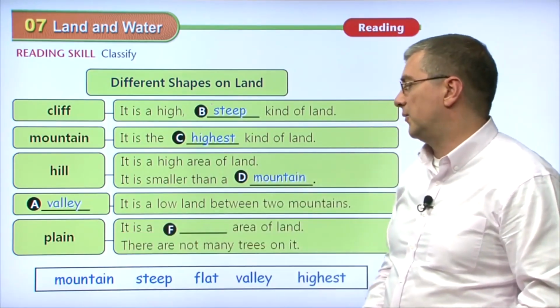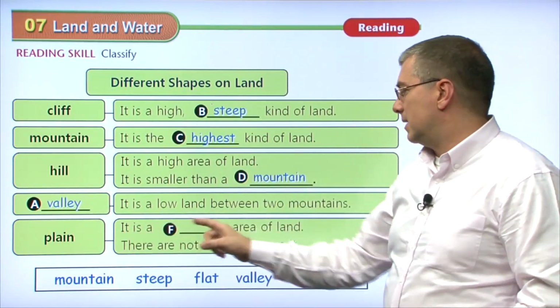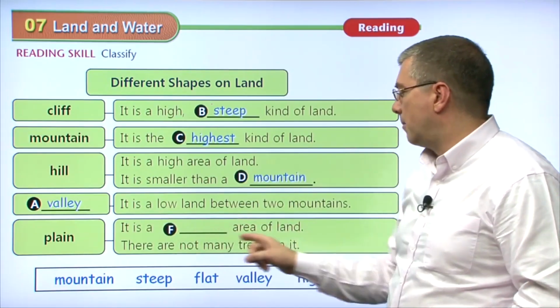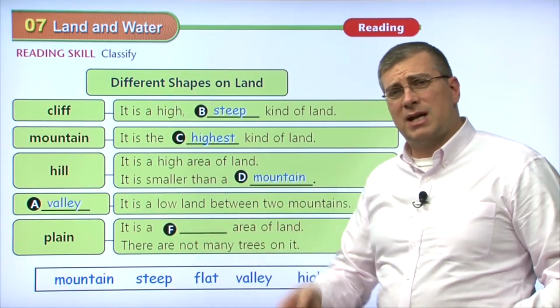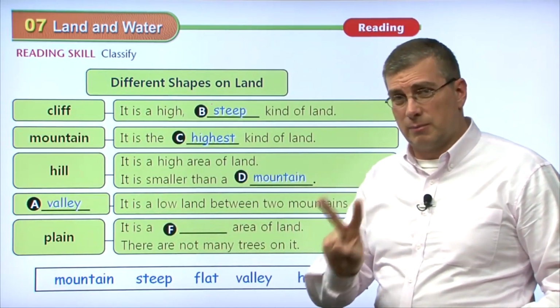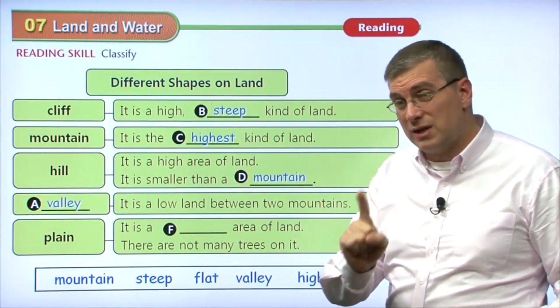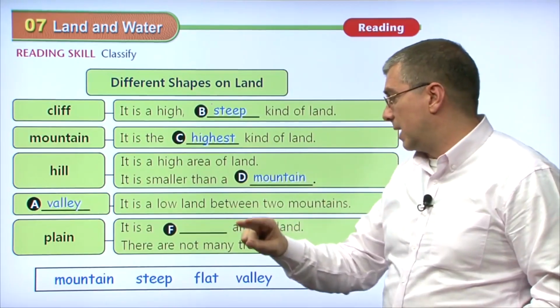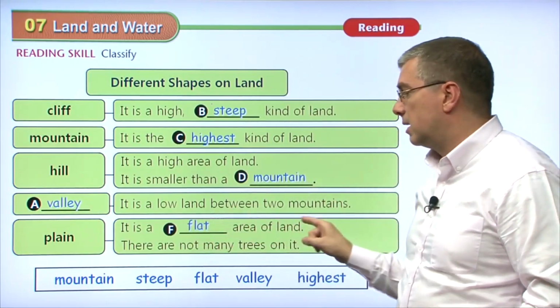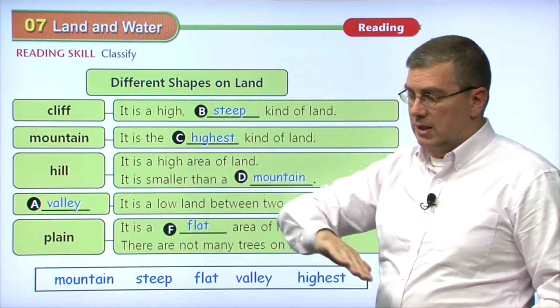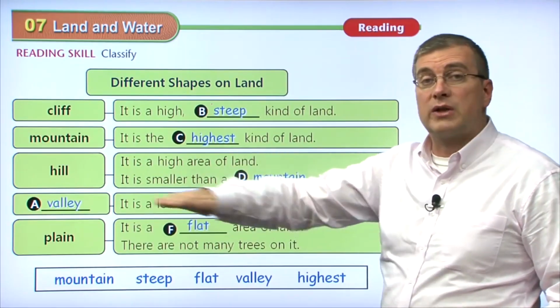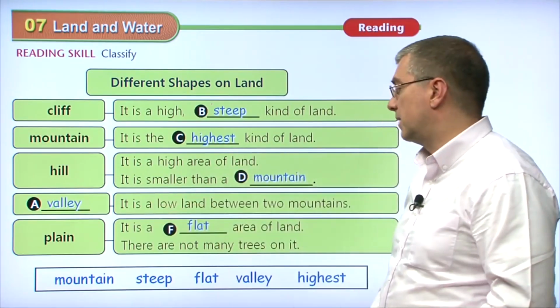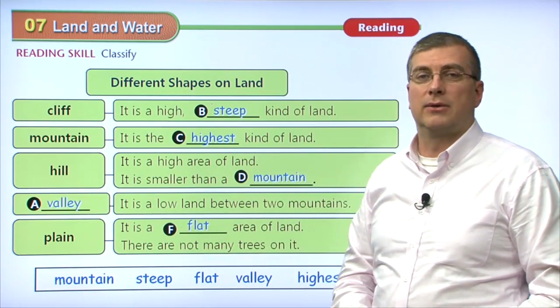This is our last one, F. Plain. It is a flat area of land. There are not many trees on it. So when we were talking about plains, we said there are two main features of the plains, right? One, it didn't have many trees on it, right? The other part, it is flat, right? It is a flat area of land. So it's flat. It doesn't rise up. It's horizontal. It's a horizontal piece of land. It is a flat area of land.